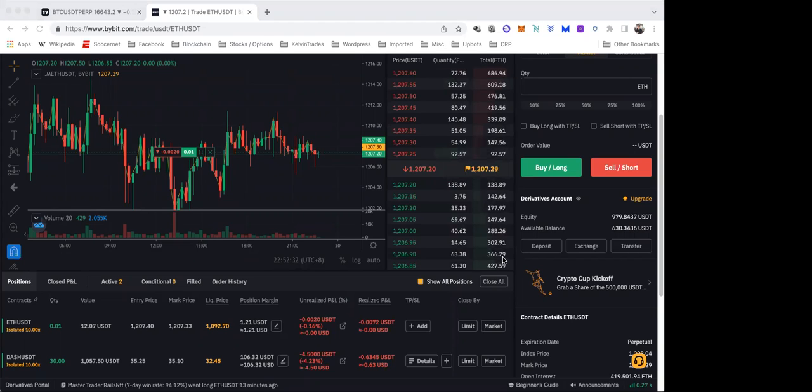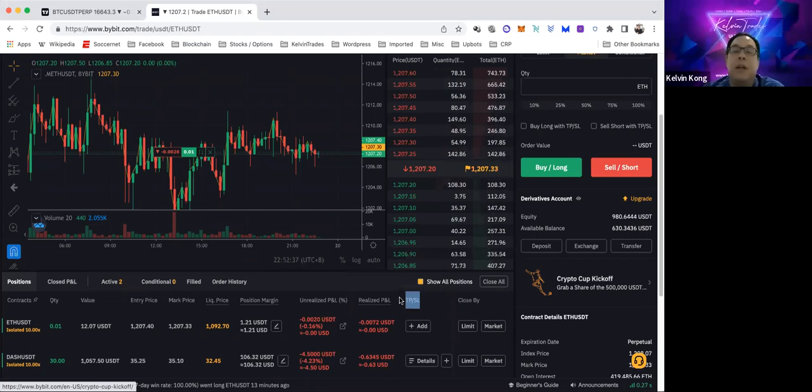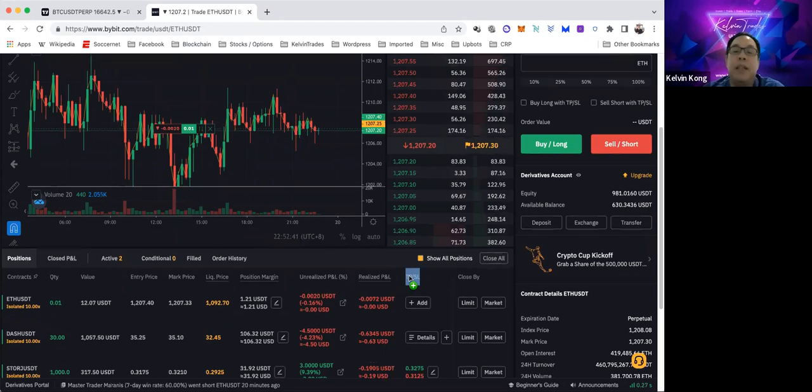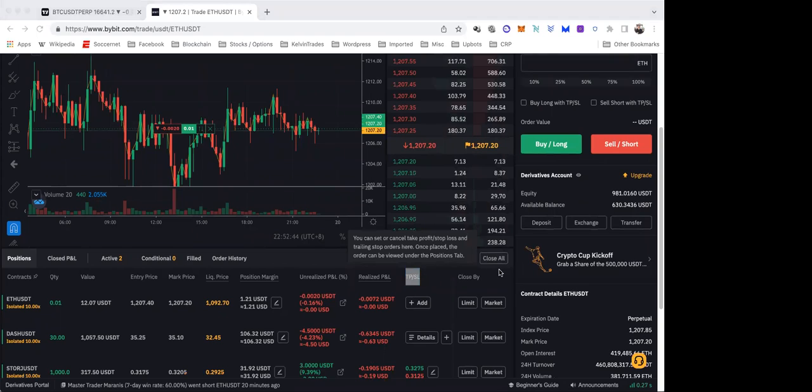Sorry, Kellen, what was the problem again? She doesn't have this column. So anyone has the same problem? You don't see this column at all? No, I think I'm good. Yeah, for me also, it's realized P&L, TP, SL, all is there, trailing stop.